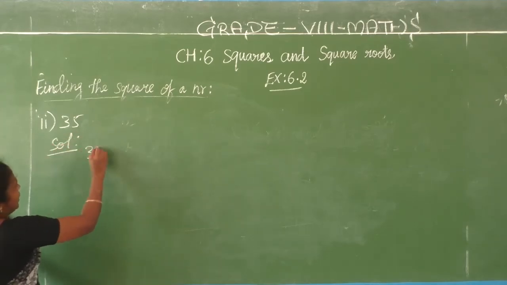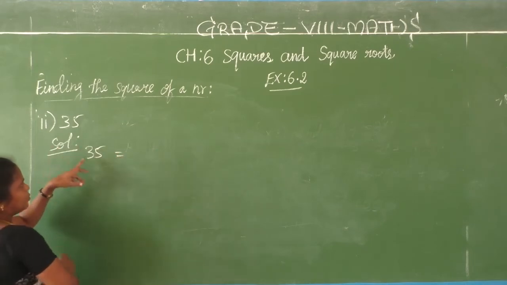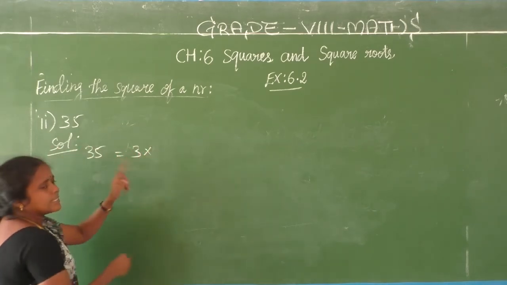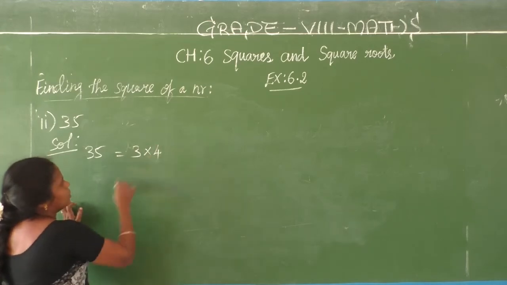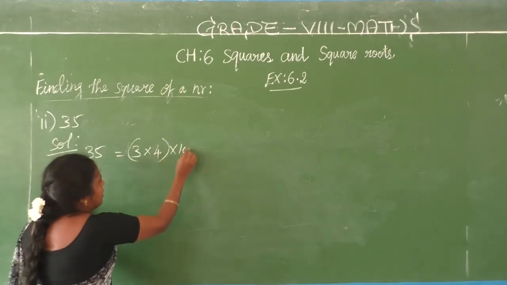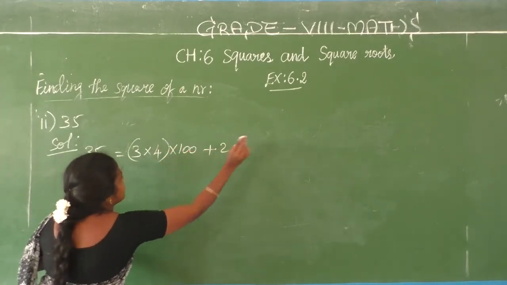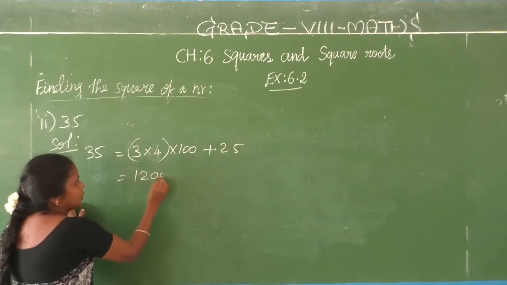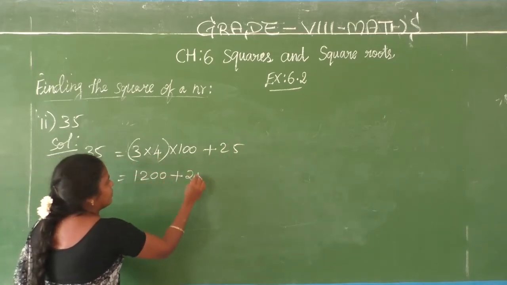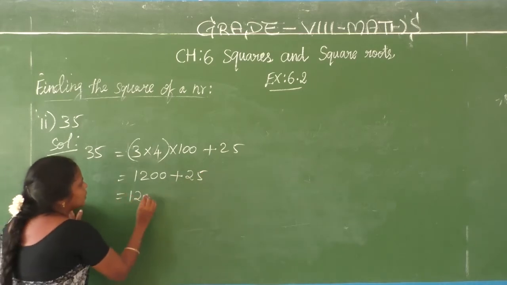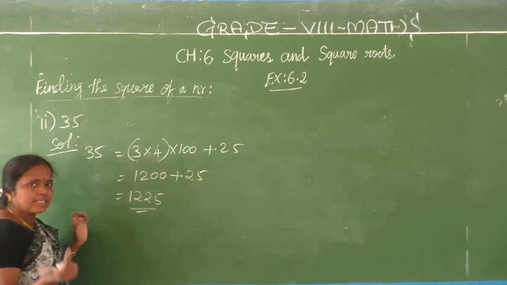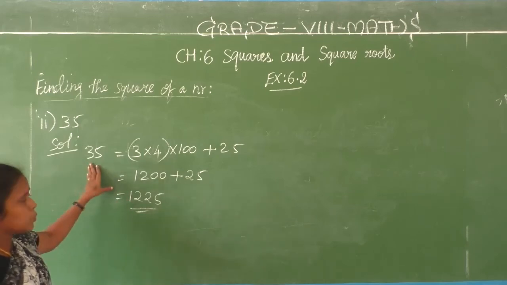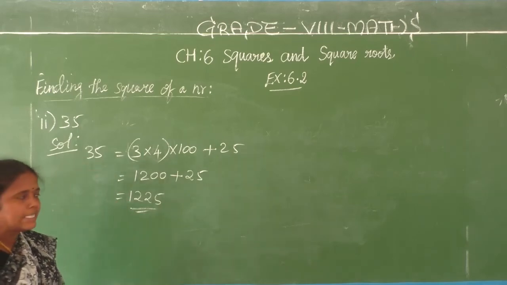So 35 is easy. What I told you: which digit is in the tens place? 3. Take that. What is its successor? 4. Then 100 plus 25. That's all. 3 4s are 12. 12 into 100, 1200, with 25, so 1225. Within a second, we can finish this. We can get the answer for the square of a two-digit number, especially ending with 5.